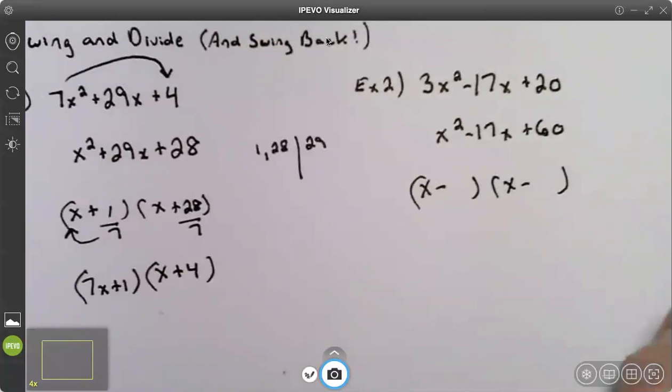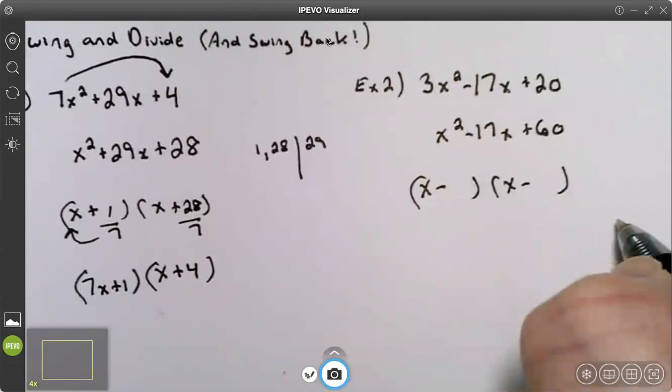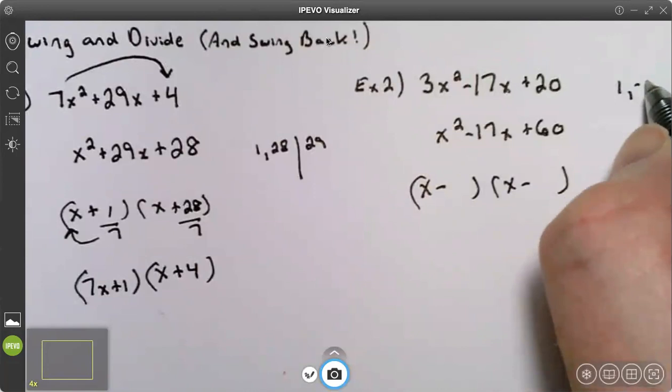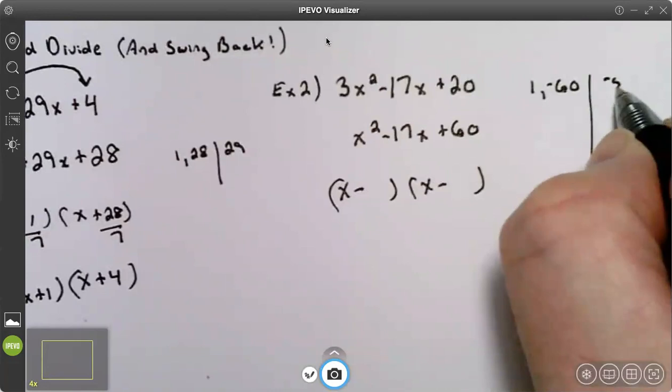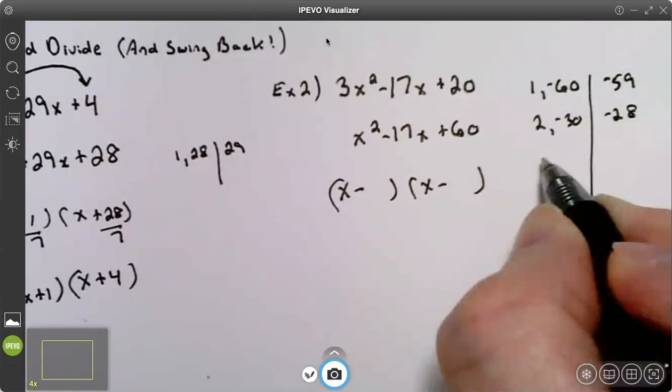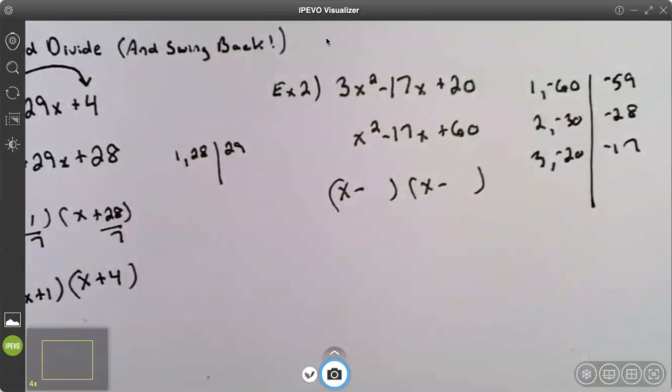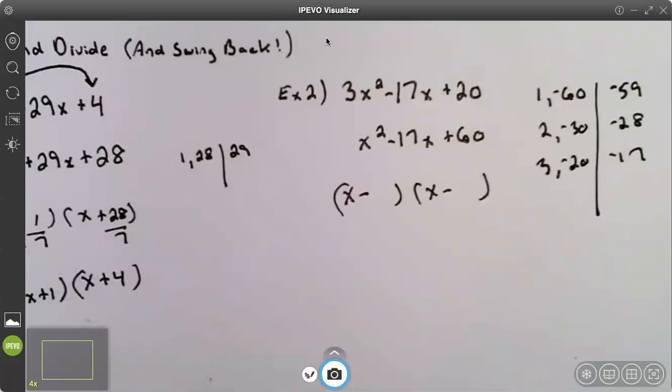I'm looking for 2 numbers whose product is 60 and whose sum is negative 17. Since my sum is negative, I'm only going to use numbers where the bigger number is negative. So I know this won't work, but I'll go ahead and list 1 and negative 60. Sum is negative 59. 2 and negative 30. The sum is negative 28. 3 and negative 20, the sum is negative 17. There we are. That's the numbers we're looking for. And I just made a mistake. I am so sorry. I need both of my answers to be negative.